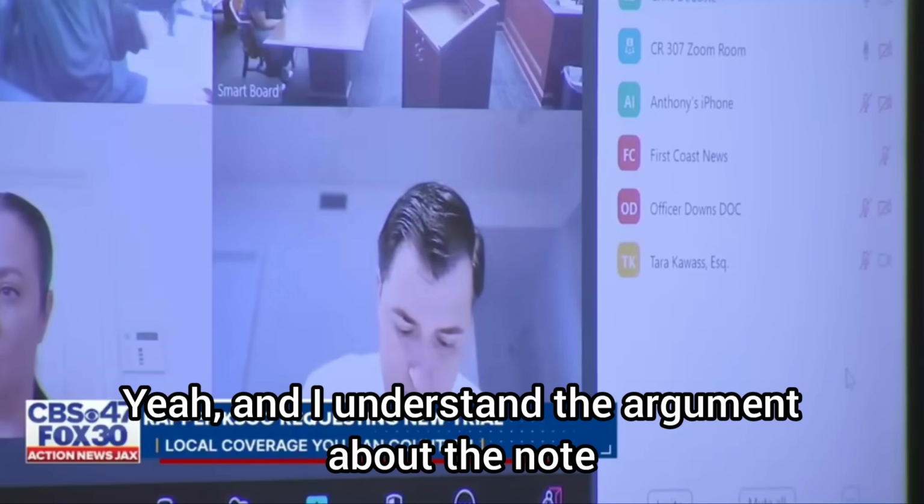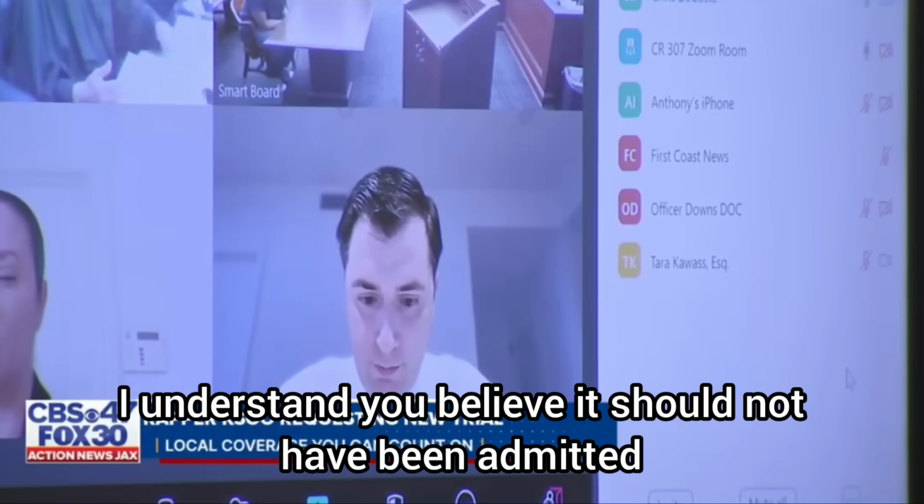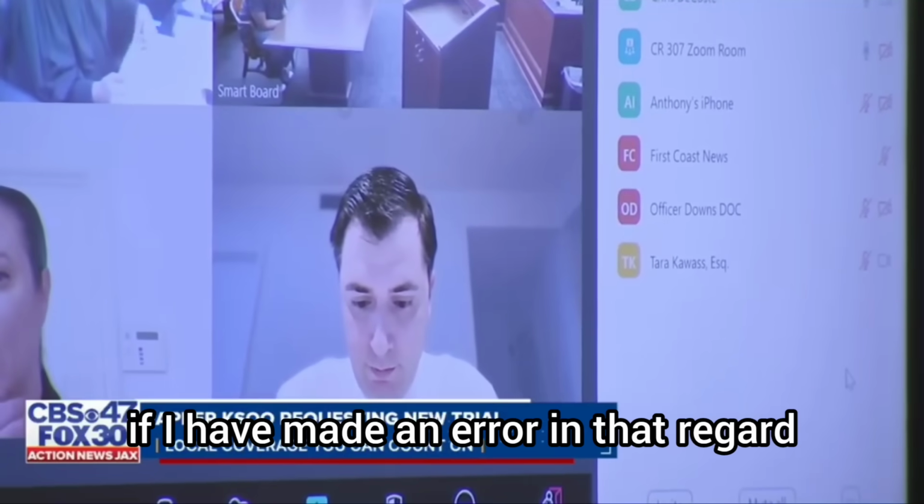Yeah, and I understand the argument about the note. That was an exhibit in evidence, not a demonstrative. I understand you believe it should not have been admitted, and certainly the appellate court can tell me if I have made an error in that regard.